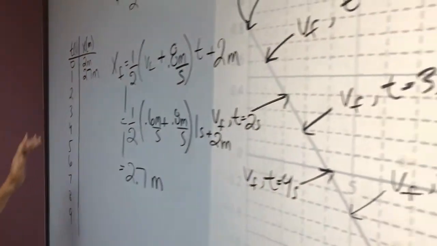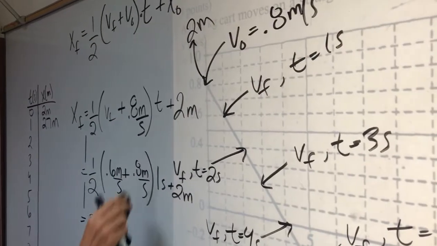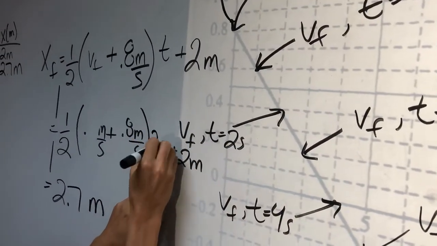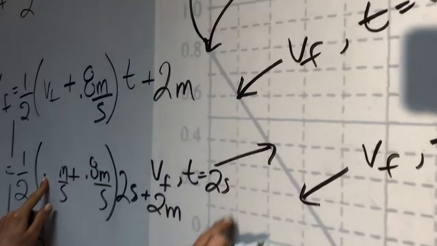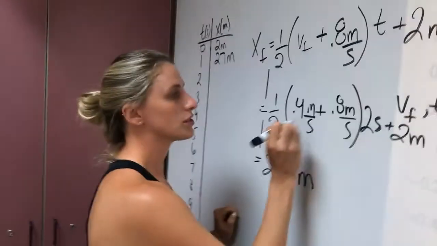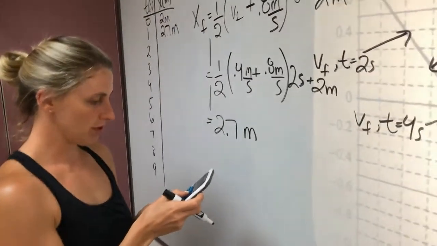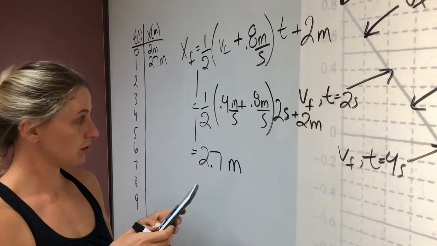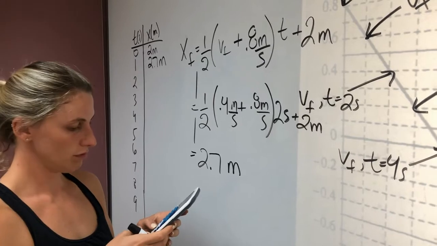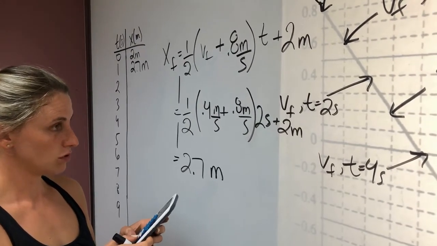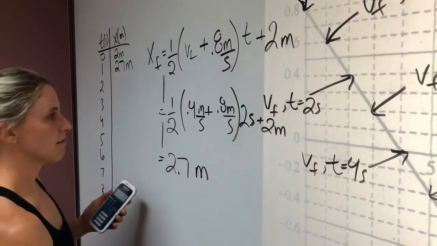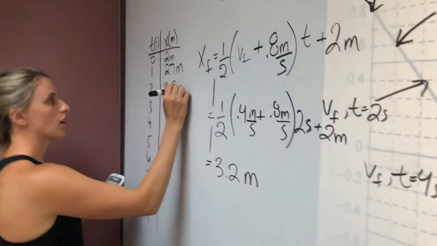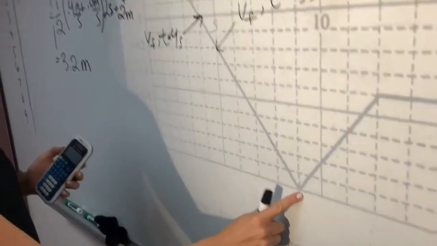Okay. So now we do the same exact thing, but we need to go at time equals 2 seconds. So I'm just going to change these two right here. At time equals 2 seconds, I'm going to put 2 seconds right here. And for the velocity at 2 seconds, it was 0.4 meters per second. So if I plug this in, 0.4 plus 0.8 times 2 plus 2. Boom. And this time I get 3.2 meters. So I'm going to take that answer, put it up here. And you're going to do the same thing all the way through t equals 9 seconds.